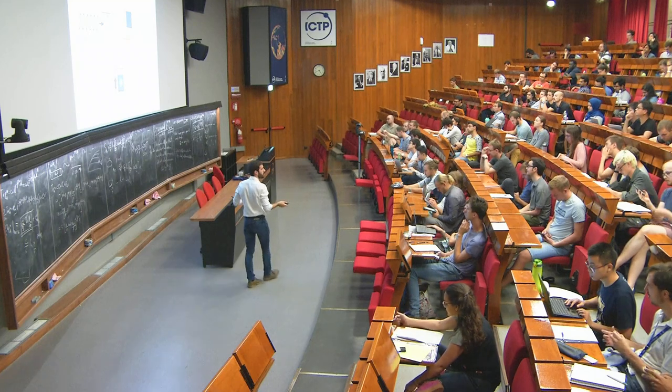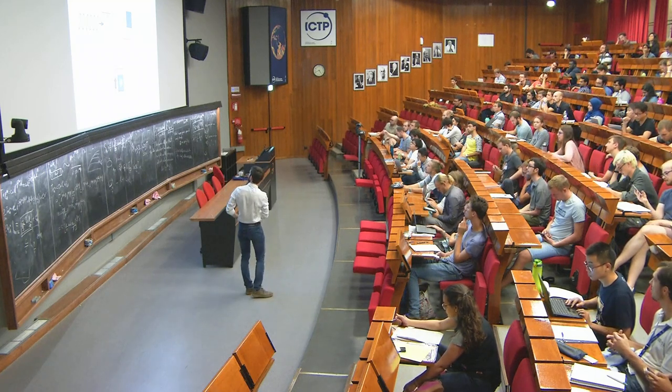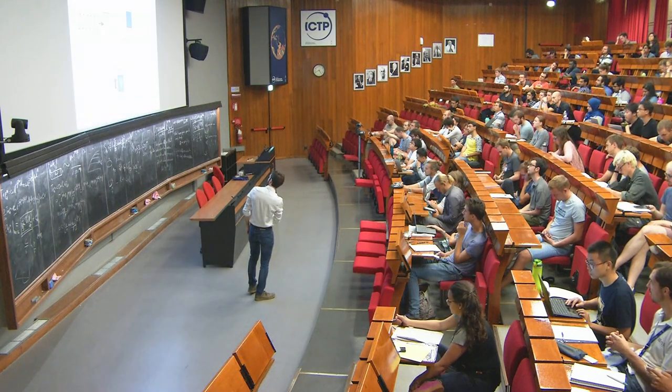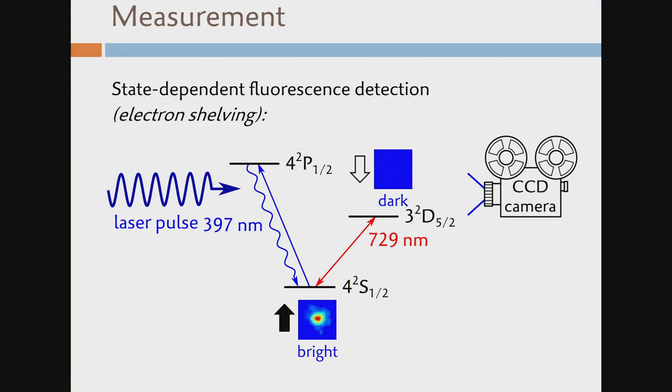And then finally, after I do all my experiments, I do the measurement, and this technique is known as electron shelving. I shine a laser resonant with the transition from this ground state to some other excited state, a P state. If the atom is in the S state, then it will get excited and decay back and emit fluorescence. So if I look at it with a CCD camera, I see light. And if it's in this dark state here, since this is not connected to any other state on this frequency, then nothing happens. It doesn't emit fluorescence, and I see no light coming from the ion.